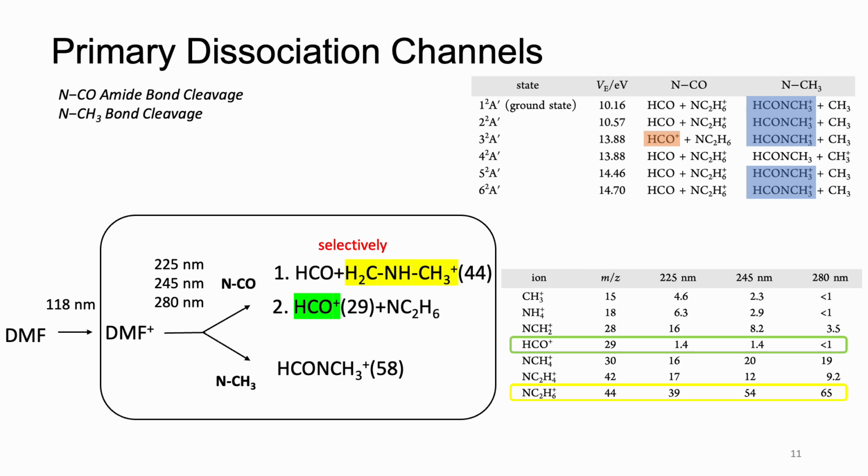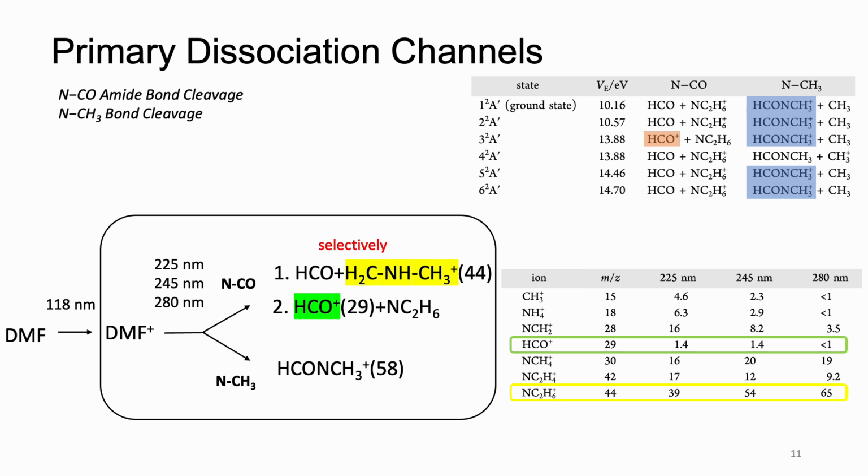The table in the upper right corner shows the vertical excitation energy of neutral DNF in its ground state, along with the product formed after cleavage of the NCO or N-methyl bond. From this table, we can see that only the second excited state can produce HCO ions. This explains why the signal at m/z 29 in this green region is very weak.